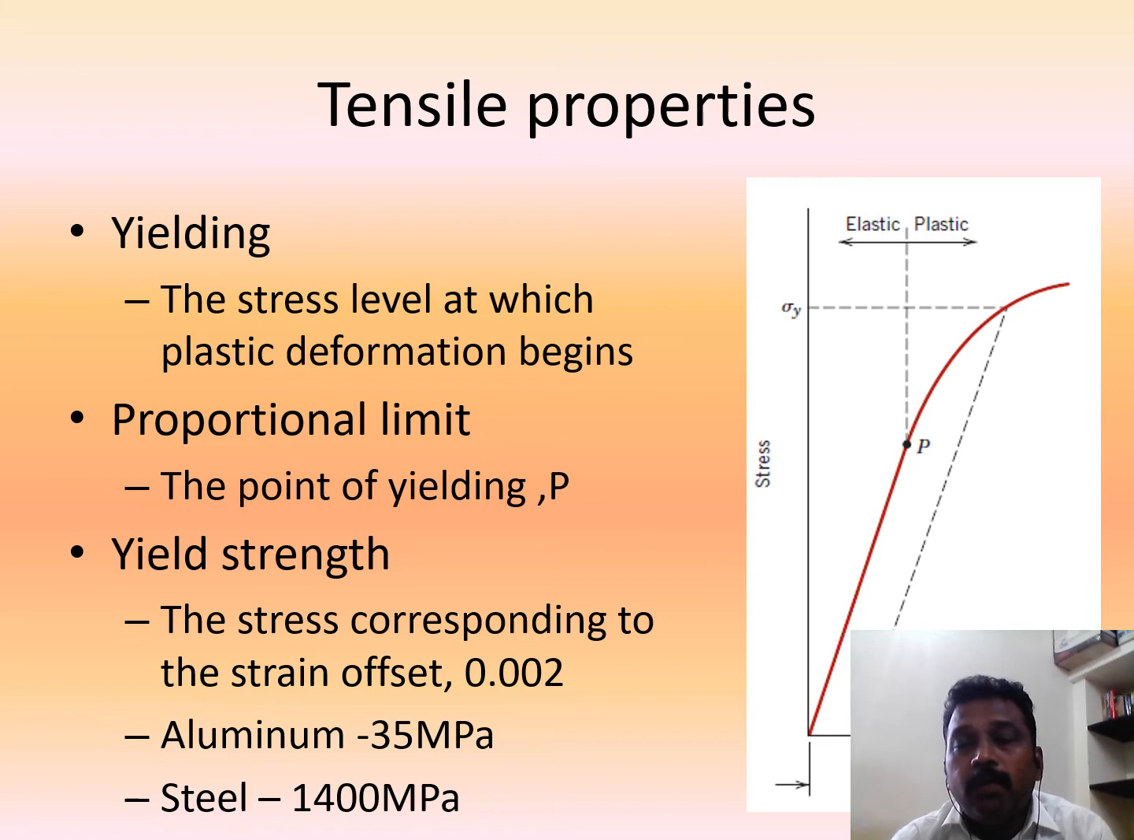Up to this point the material acts as elastic, and beyond this the material acts as plastic. That's what is shown in this graph. Then the yield strength is another property which can be measured: the stress corresponding to a strain offset of 0.002. You can see the dotted line here, so you have that offset of strain, 0.002.